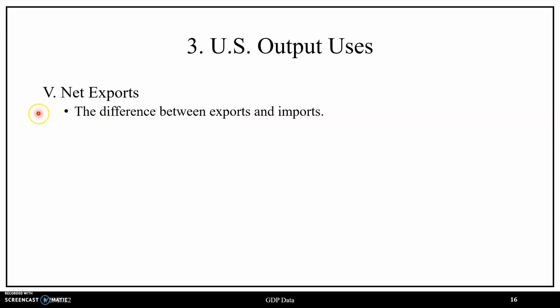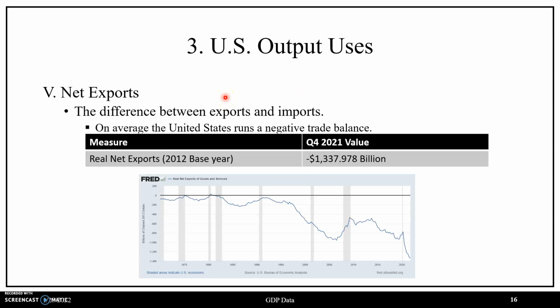Then lastly, we have net exports. This is the difference between exports and imports, where on average the United States runs a negative trade balance. That is, its imports exceed its exports. So the United States is purchasing more foreign goods and services than it is selling domestic goods and services to foreign economies. In terms of our figure, for Q4 2021, where 2012 is our base year, net exports was negative $1,337.978 billion. So we see that we have that negative value. So that means, once again, that imports is greater than exports. The United States is purchasing from foreign economies more than it's selling to foreign economies.